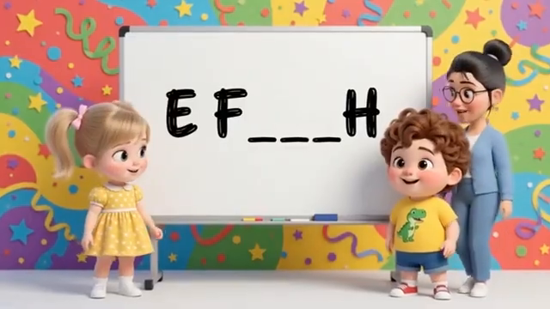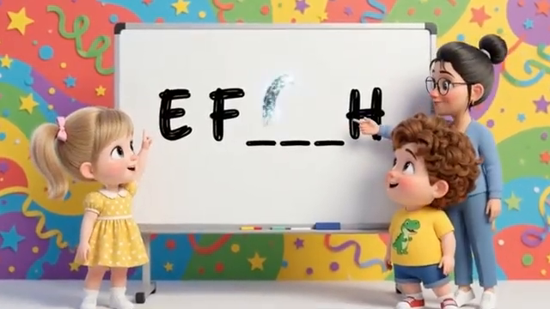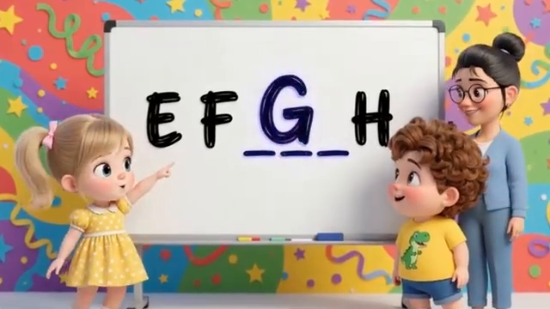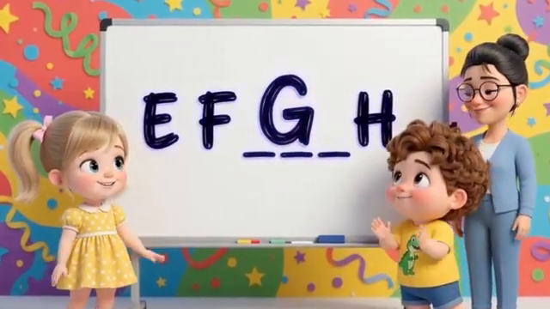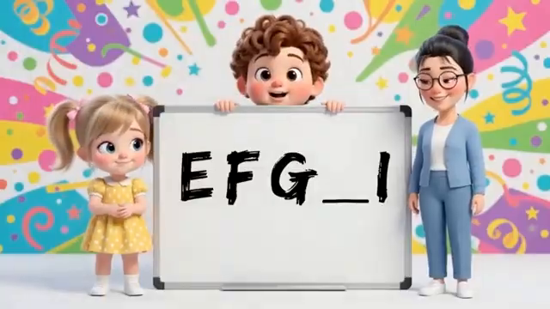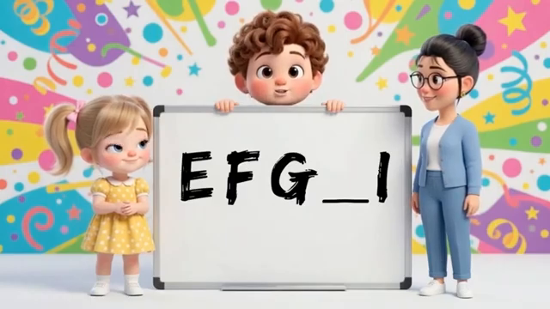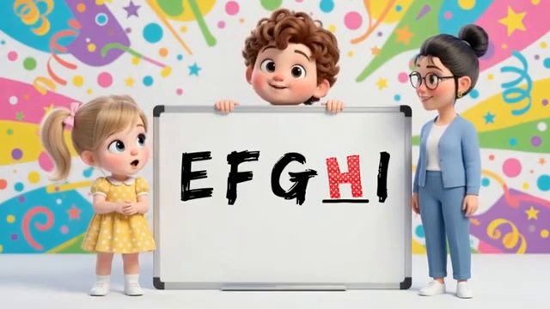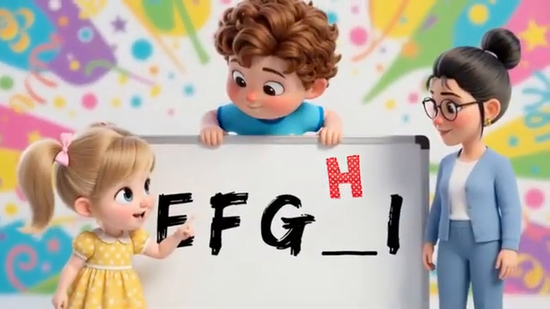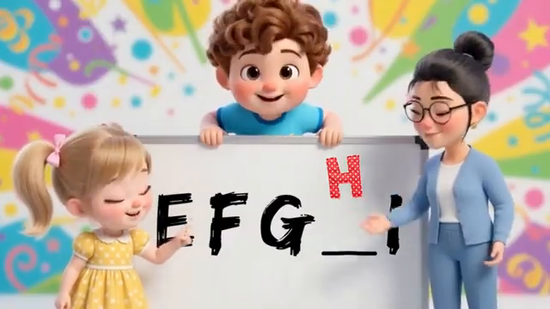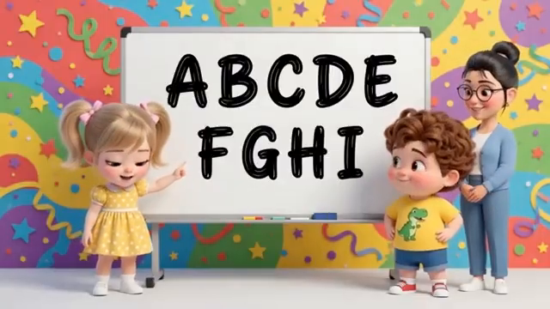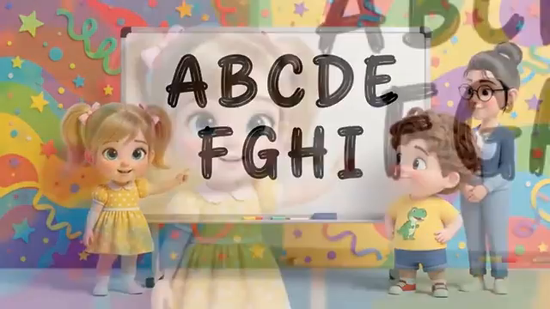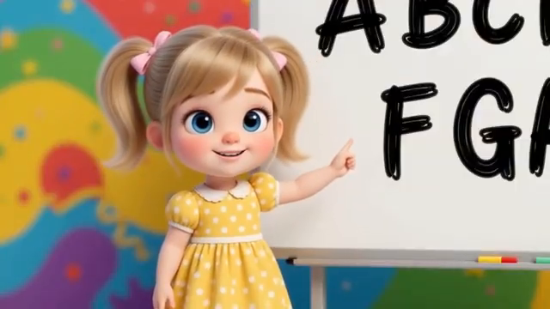Look at the board now. We have E, F. What comes in between F and H? Oh, I know. Here comes alphabet G. E, F, G, and I. Oh, I know. It's E, F, G, H, and I. So the missing letter is alphabet H. Yes, H. You got it, Ethan. That's right. Great job. Let's revise A, B, C, D, E, F, G, H, and I.